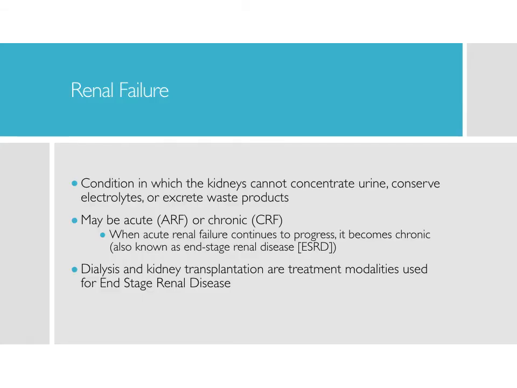So with renal failure, it's a condition in which the kidneys cannot concentrate urine, conserve electrolytes, or excrete waste products. It can be acute, we call it ARF or AKI, or chronic, so CRF or CKI. When acute renal failure continues to progress, it becomes chronic, and it also is known as end-stage renal disease, or ESRD. At that point, dialysis and kidney transplantation are the treatment modalities that are used when patients go into end-stage renal disease.